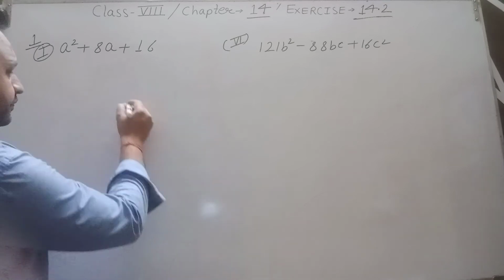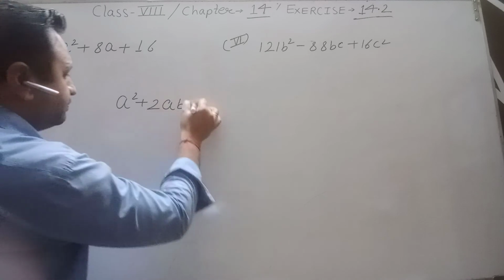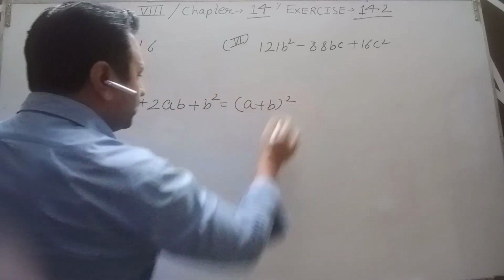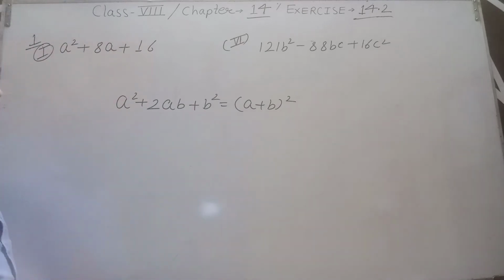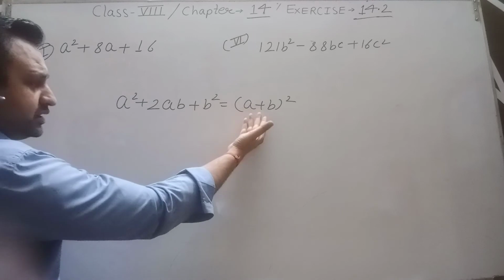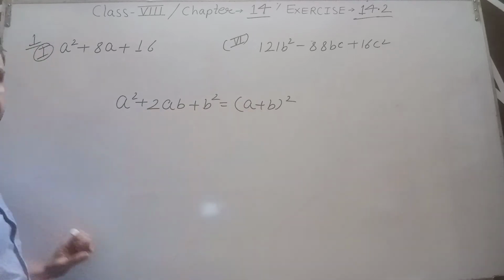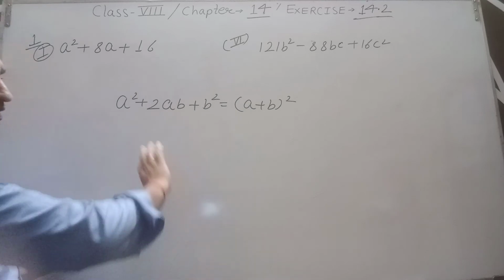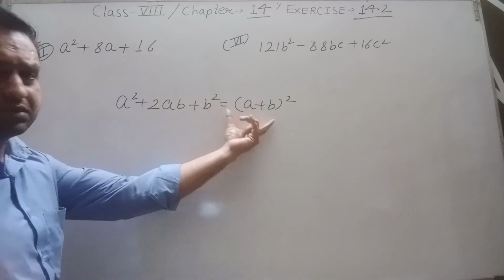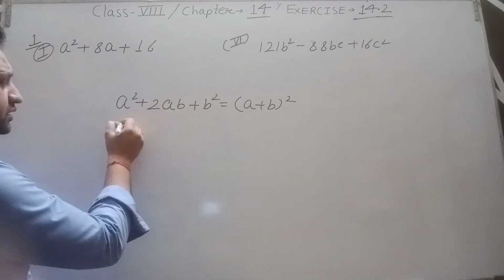Just note down. a square plus 2ab plus b square is equal to a plus b whole square. In the chapter algebraic expression, we noted down the algebraic expression in the form of LHS and RHS. But in the form of factorization, we note down the identity with it in LHS and it in RHS. The identity is the same, you just have to change it a little.